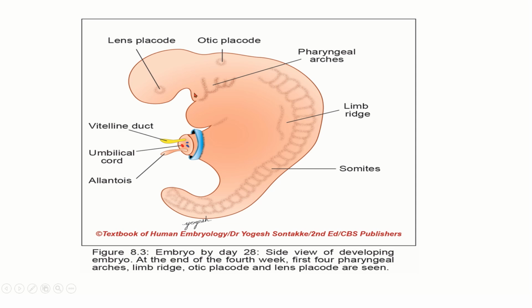You can see the development of pharyngeal arches. You can see the lens placode. You can see the otic placode for the ear, and the lens placode for development of the eye. You can see the arrangement of somites, which develop from the paraxial mesoderm.